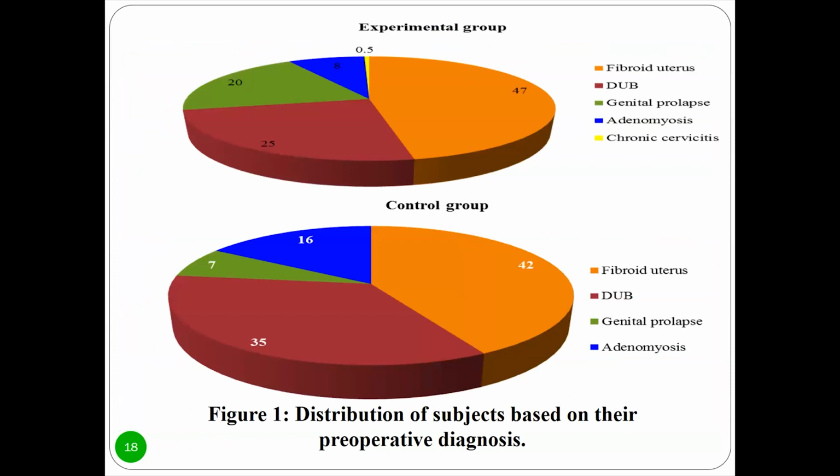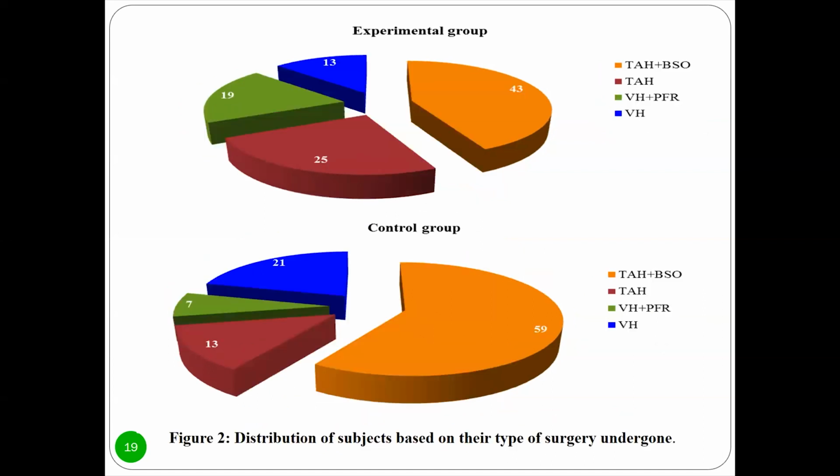Regarding the preoperative diagnosis, this diagram clearly explains that the majority of women were suffering from fibroid uterus in both the groups, followed by dysfunctional uterine bleeding as the major complaint, and genital prolapse and also adenomyosis. Only 1 woman suffered with chronic cervicitis in the experimental group. Regarding the type of surgery undergone, the majority of the women underwent total abdominal hysterectomy along with bilateral salpingo-oophorectomy in both the groups, and few of them underwent total abdominal hysterectomy alone. Some of them suffered with vaginal prolapse or uterine prolapse, so they underwent vaginal hysterectomy along with pelvic floor repair, and few of them also had vaginal hysterectomy alone.